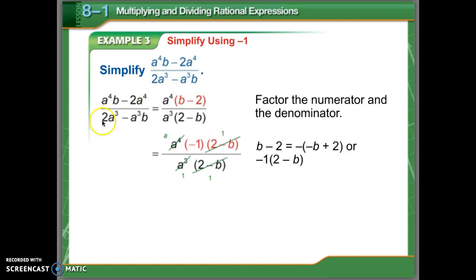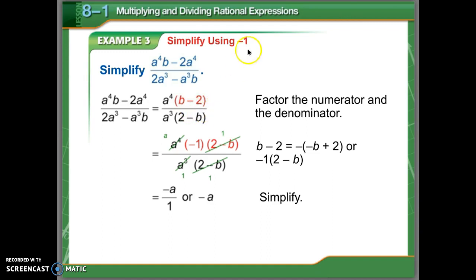Hopefully you can see from the top that each term has a to the fourth, so they take out a to the fourth, and you'd be left with b minus 2. On the bottom, each term has a cubed, so we take a cubed out, and we're left this time with 2 minus b. And you can see these things are pretty similar to each other.